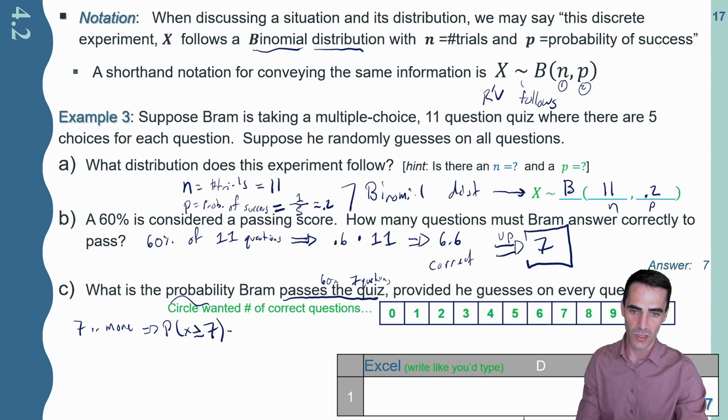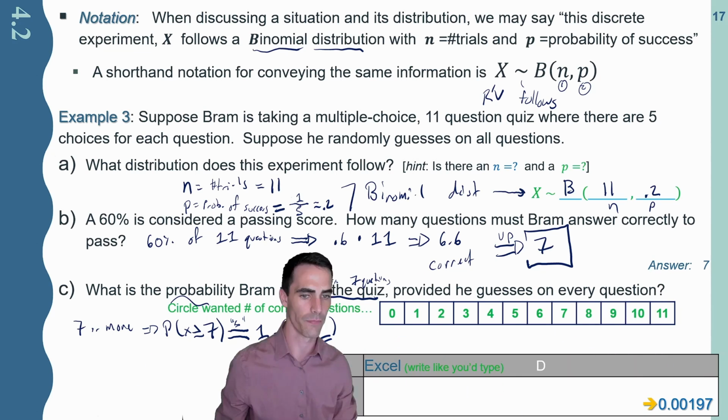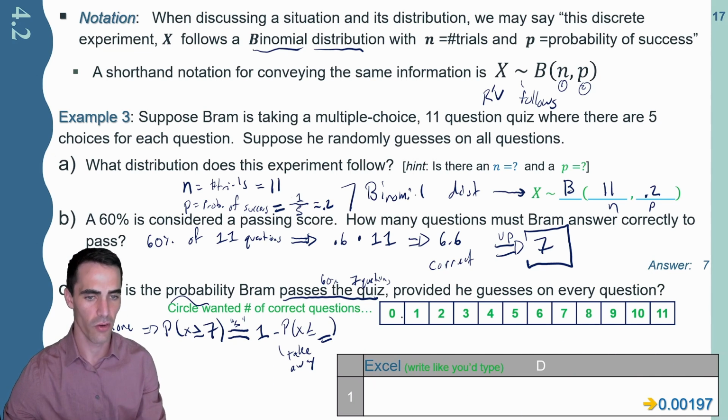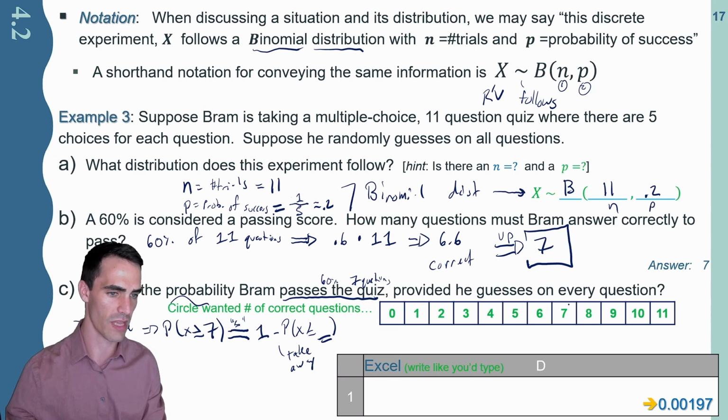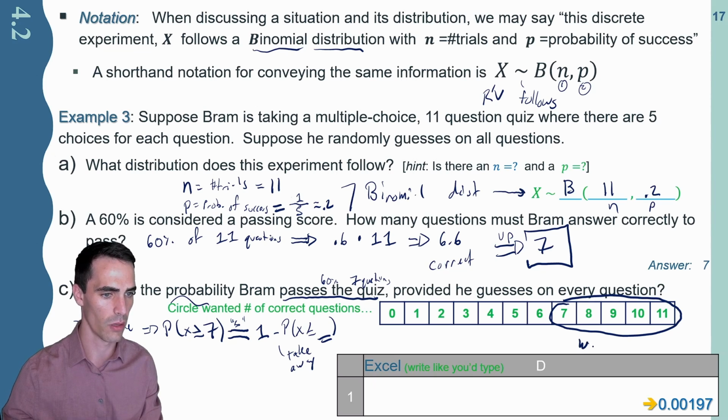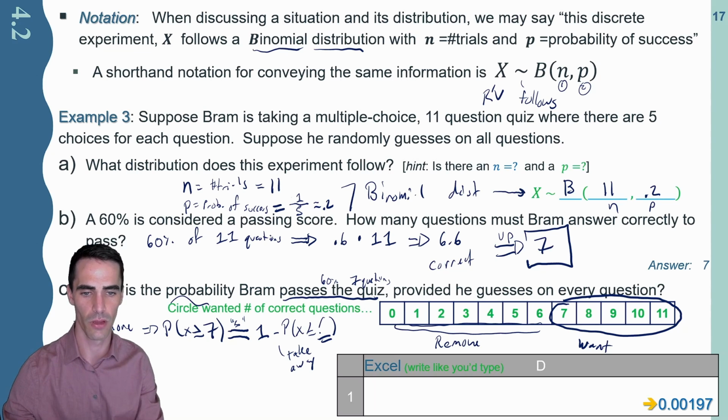The problem is, for binomial distribution, I can't do greater than or equal to. I can only do less than or equal to. And so I need to convert. No problem. If you ever have greater than or equal to, let me write this as 1 minus the probability that x is less than or equal to something. And I need to figure out what I need to remove. Let me slide to the other side here so we can view our number line. This is the number that I want correct. 0 questions correct, that'd be a complete fail. 1, 2, 3, 4, all these numbers are fail. I want greater than or equal to 7. So then what do I want to remove? It's everything below. 1 minus the probability x is less than or equal to 6.